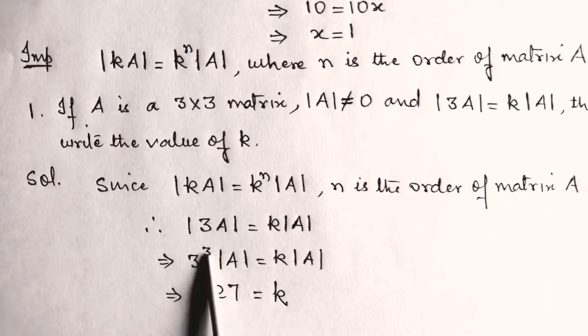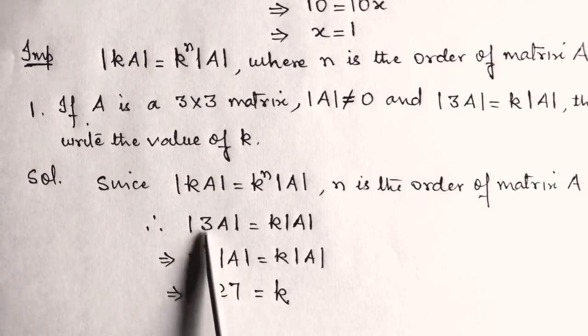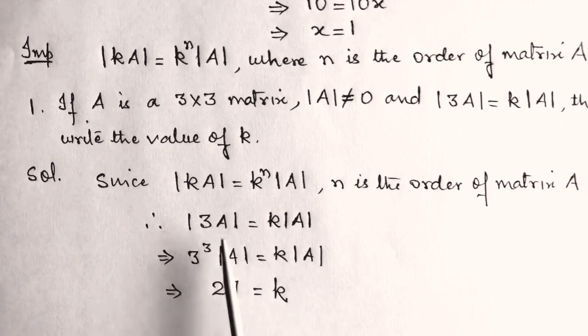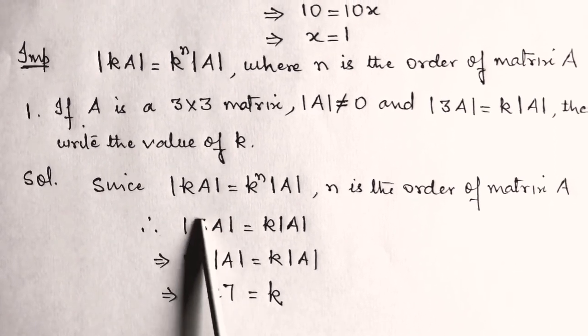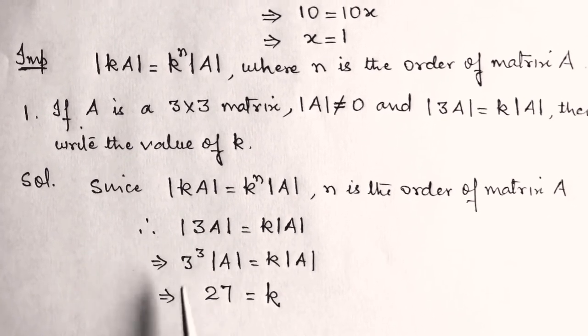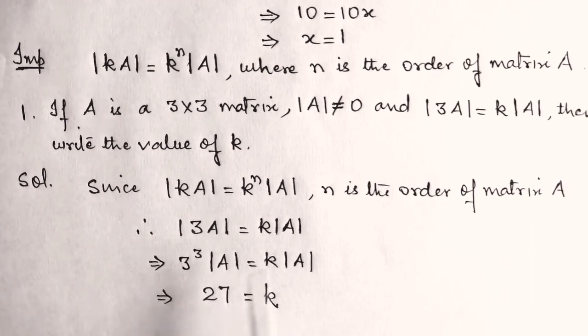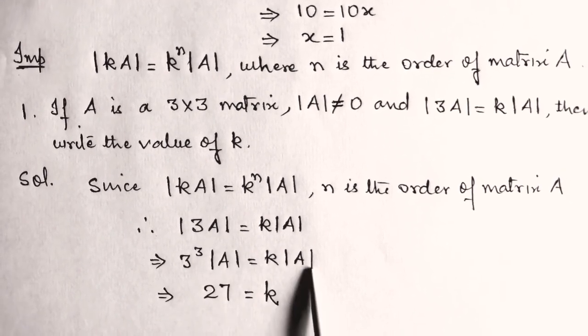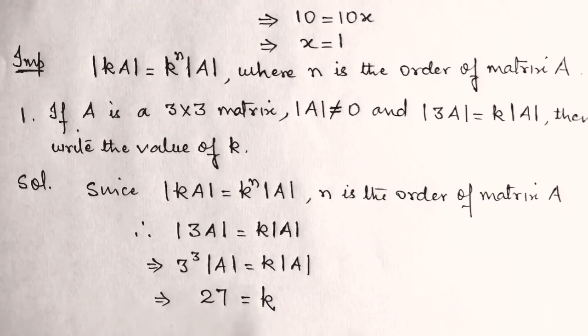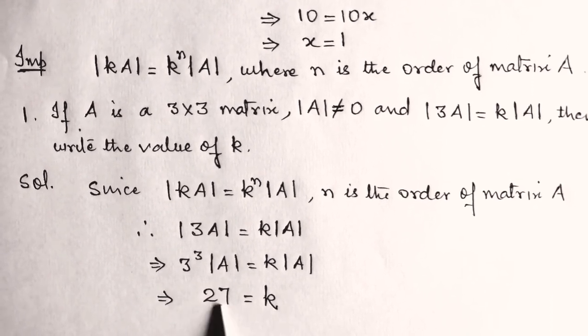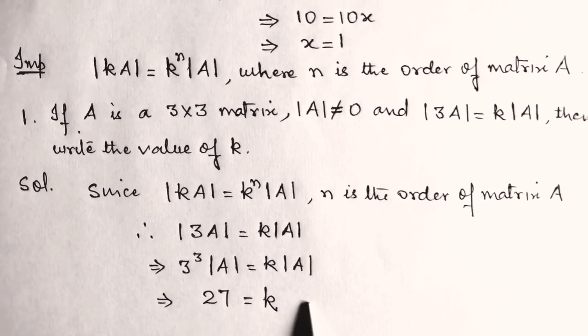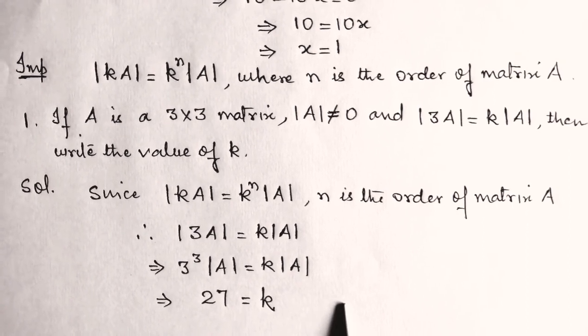So 3 raised to power 3. Now see here, suppose you are having 4 here, so that will be 4 raised to power 3. If the order was 2, then 3 raised to power 2. Simple. So I write cube of 3 into the determinant of A is equal to this as it is, K into the determinant of A. So the determinant of A gets cancelled, right? So this becomes 27 is equal to K. I hope you have understood.